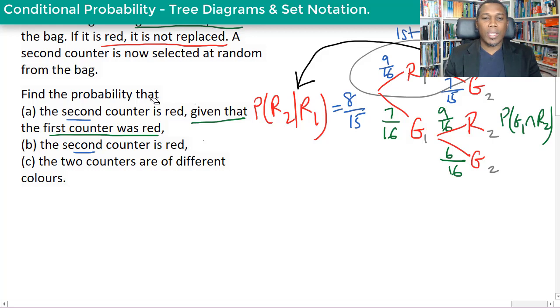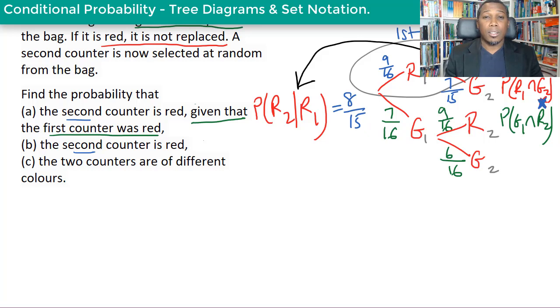What are we looking for? Have a chance, pause the video, and work through it. Use the right set notation and then do your calculations. The two counters are different colors. Well, we already have one situation of different colors, the green and red. The other combination that will give us different colors is if we got red first and then green second. So what we're interested in next is the probability of getting red first and then getting green second.